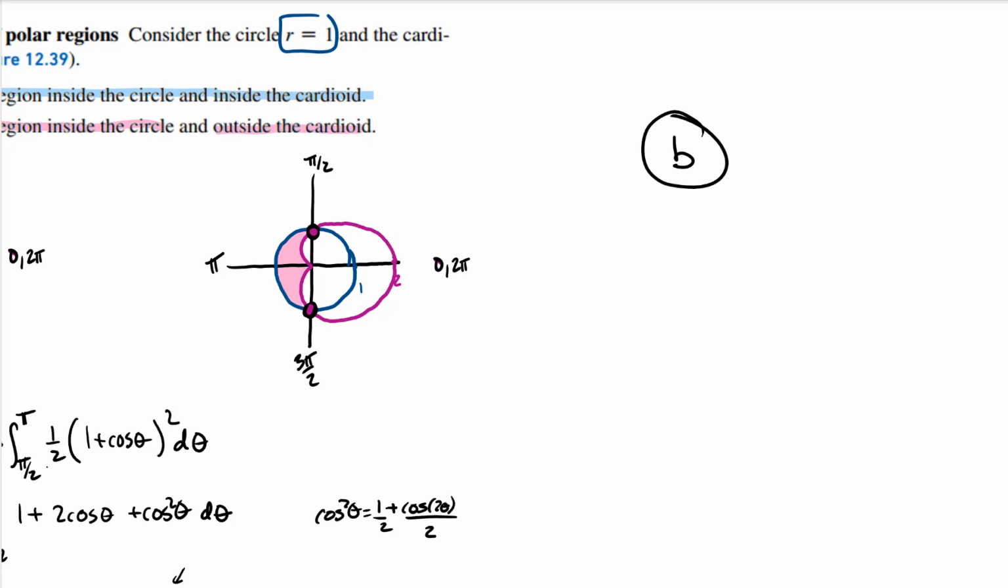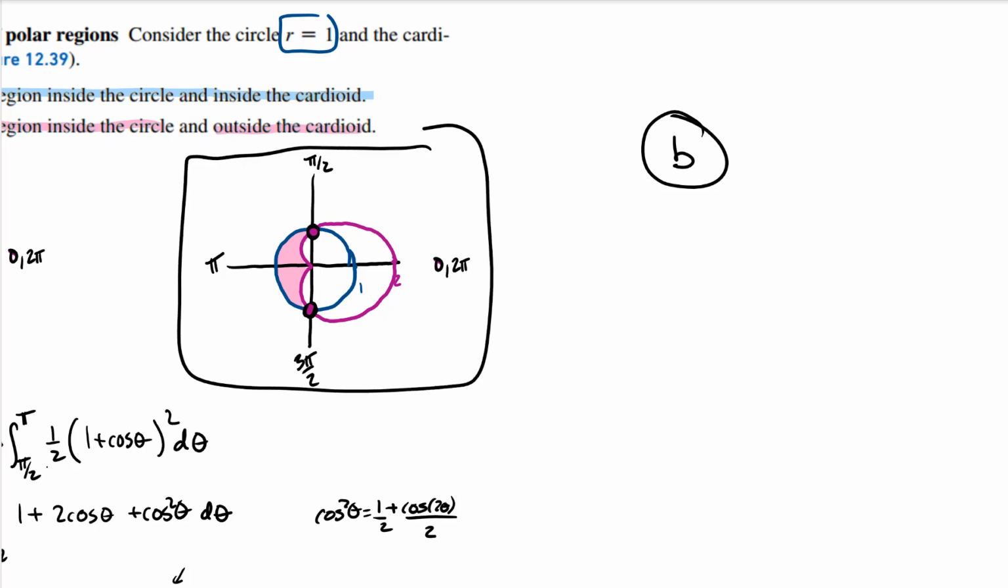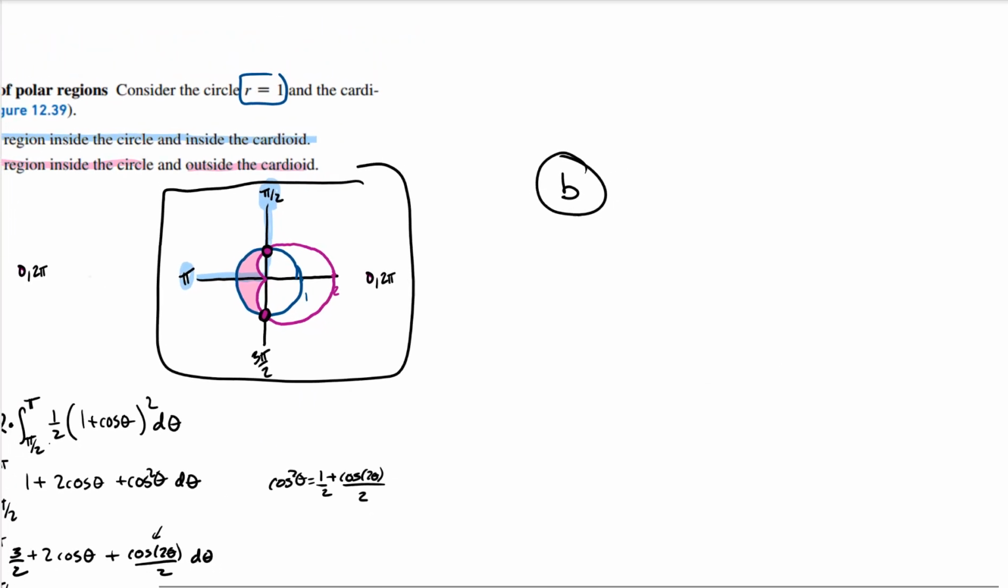So we look at part B. We want to find the area outside the cardioid, inside the circle. So we're going to use the same logic that we had before with using symmetry. I want to find it from 0 to pi over 2, or from pi over 2 to pi. Good golly, I can't speak. And then we're going to multiply it by 2.